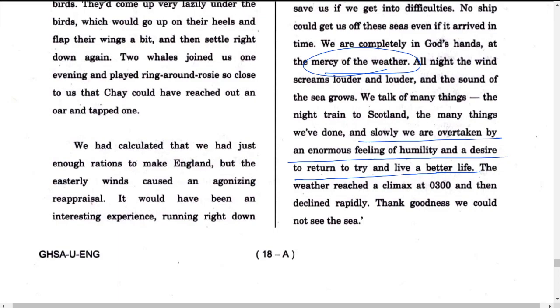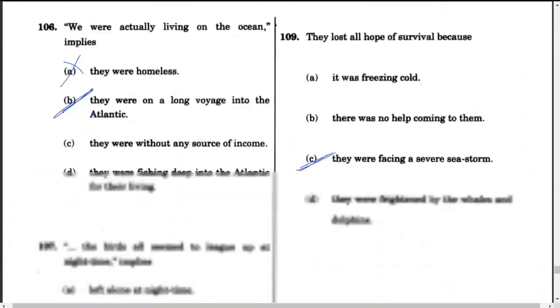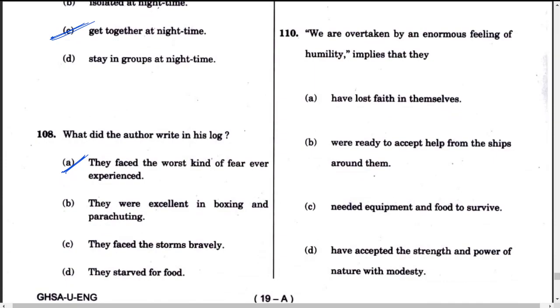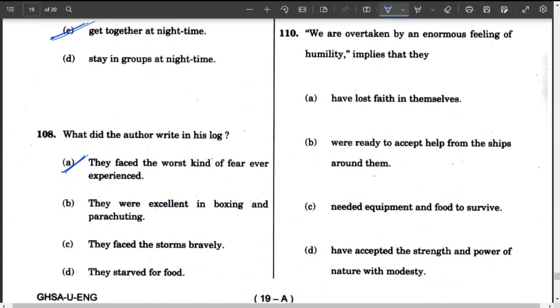That means these people thought that nature couldn't do anything, but now they understood that nature is the bigger thing, and because of that humility they now understand that they are being overtaken, and they wanted to live a better life after going back. So they have lost faith in themselves. They were ready to accept help from the ships around them. Next, needed equipment for food and food to survive. Have accepted the strength and power of nature with modesty.